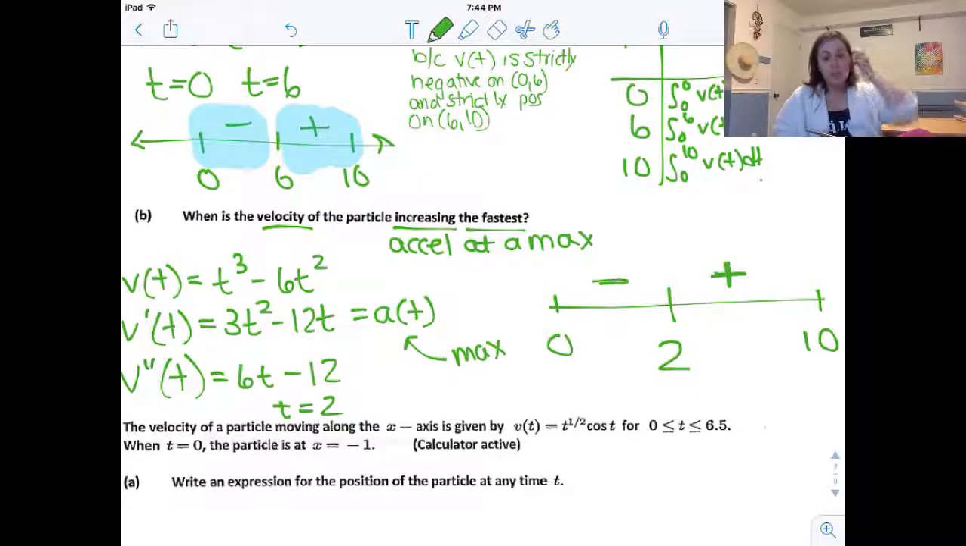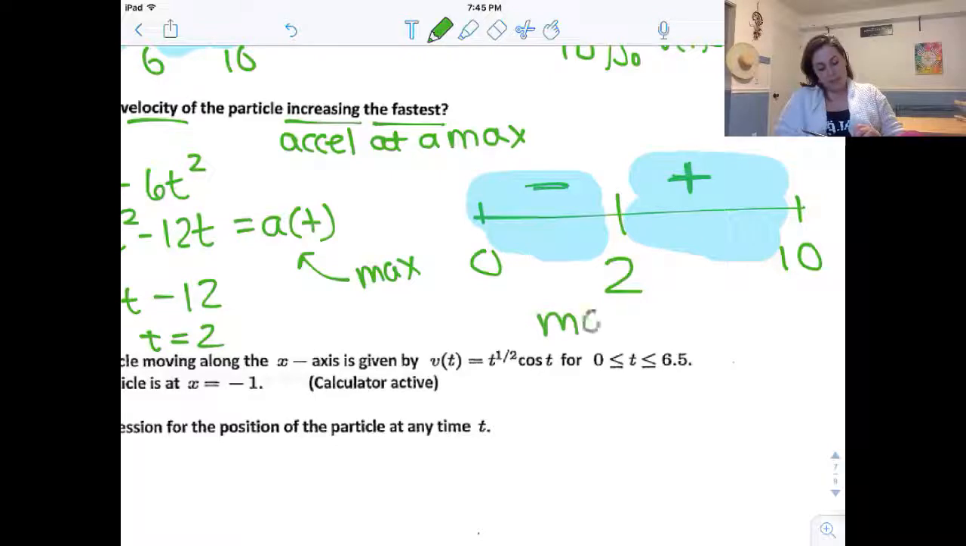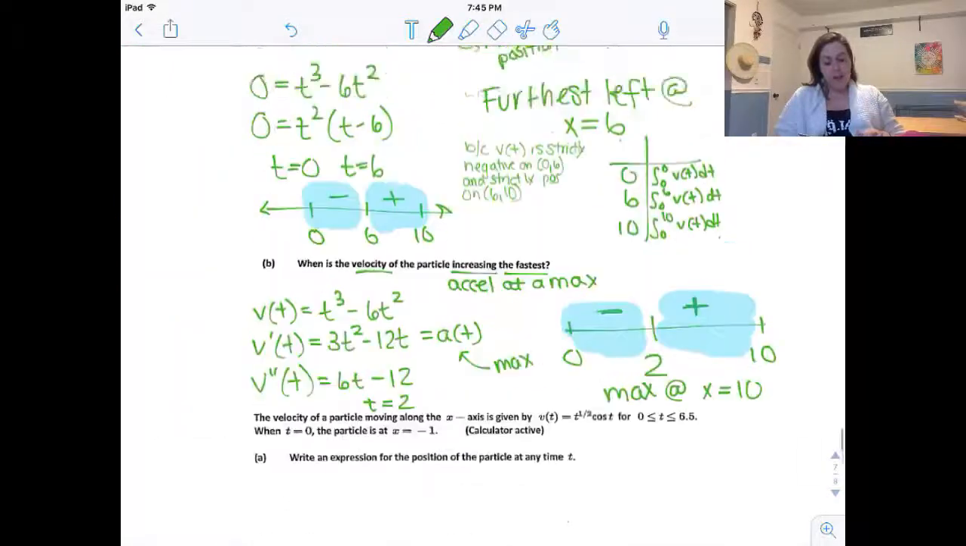So let's think about this. This is a very similar argument to what we did before. This is going to be decreasing everywhere to there, increasing everywhere to there. So logically, where should it be increasing the fastest, or where should the maximum be? The max should be at x equals 10, right? That's the end of our interval. That is where our maximum would be.